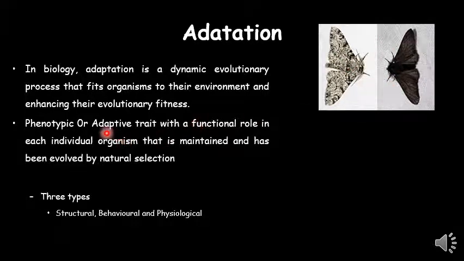Now, an adaptive trait is also passed down from one generation to another generation by organisms. And each adaptation, if we take this phenotypic or adaptive trait, something that has been passed on or something which is learned, will have a functional role for each and every individual species. That is maintained, and it has evolved by the process of natural selection. So when you talk about adaptation, we have three types. The basic three types of adaptations are structural, behavioral, and physiological. Let's see one by one.